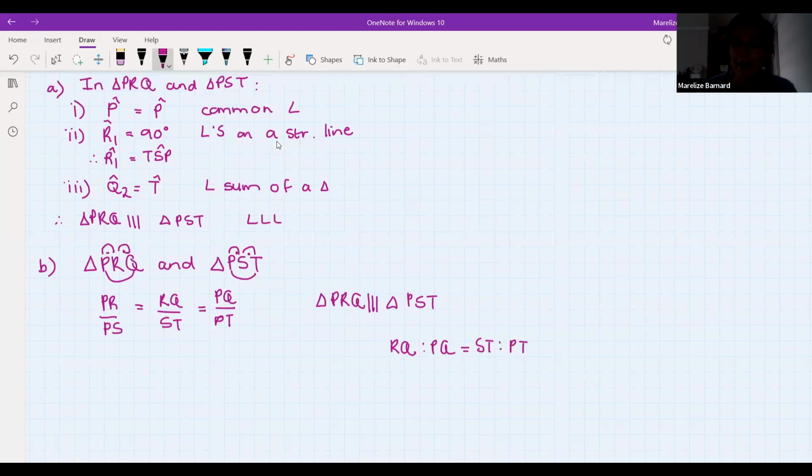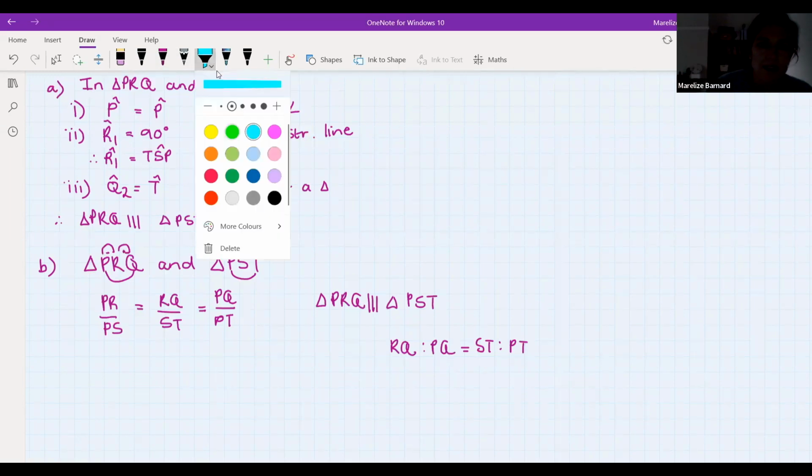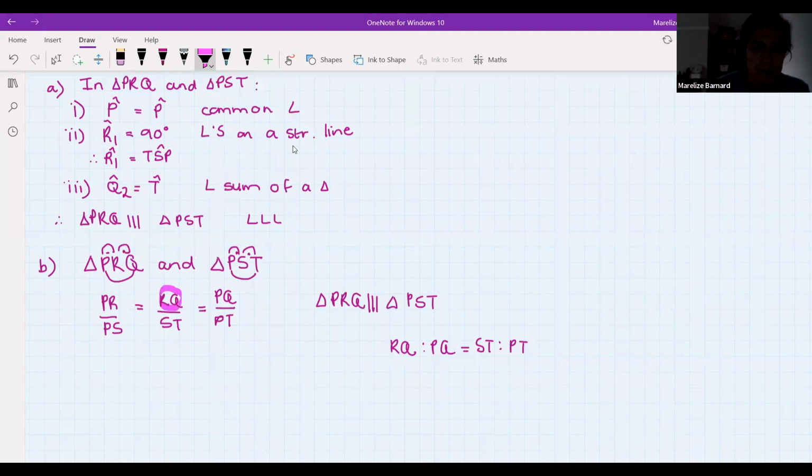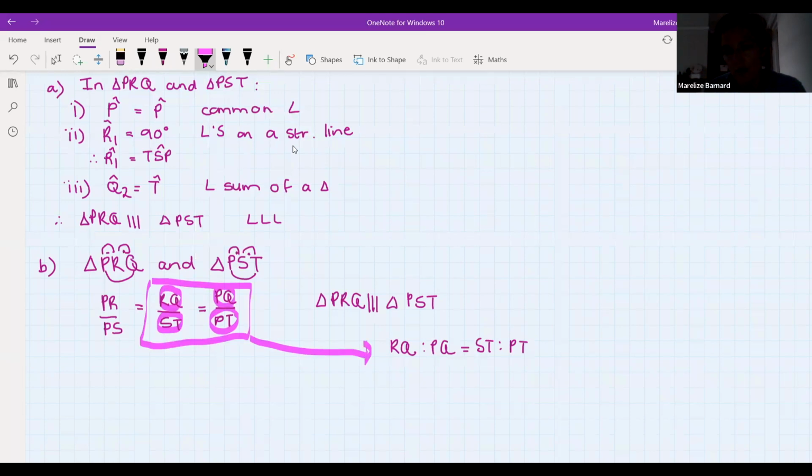Now, how am I going to make that happen? So I go to where I set this up and I look for the sides that I need. Okay, I need RQ and PQ. There's RQ and PQ and ST and PT. Okay, awesome. So this is the combination of sides that I'm going to work with in order to prove this. So we have to make this look like that.